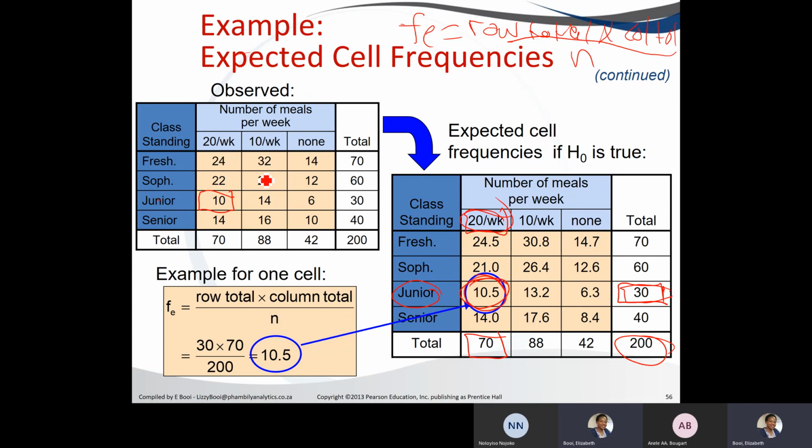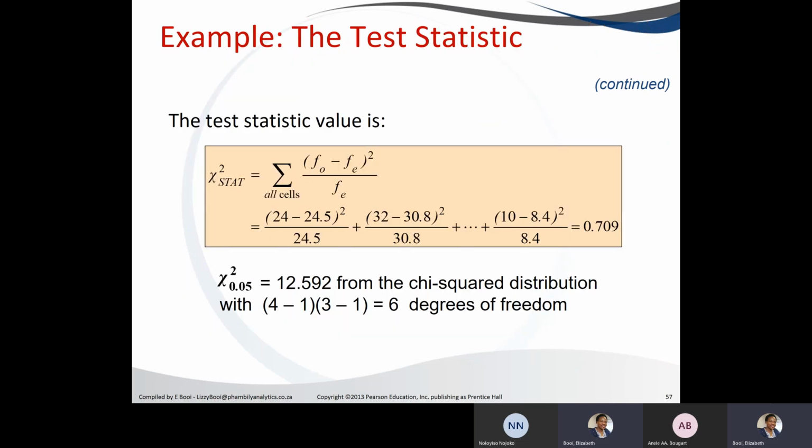If I need to calculate for 26, your row total for Sophia is 60, so it will be 60 multiplied by the column total, which is 88, divided by 200, which then will be equal to 26.4. Until you complete the whole table, you have all your expected frequencies. Now we can use the expected frequencies to calculate the test statistic.